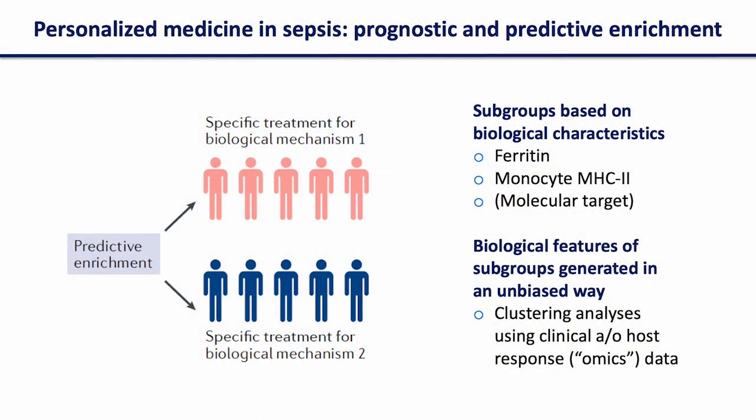What I've discussed thus far is that predictive enrichment in immunomodulatory trials can be done based on specific biological characteristics of the population, such as high ferritin levels, low monocyte HLA-DR expression, or expression of a molecular target, such as in theragnostics. In more recent years, it has become evident that you can also use unbiased approaches to cluster patients with sepsis based on certain clinical and host response characteristics. And I'm going to illustrate that in the next couple of slides.